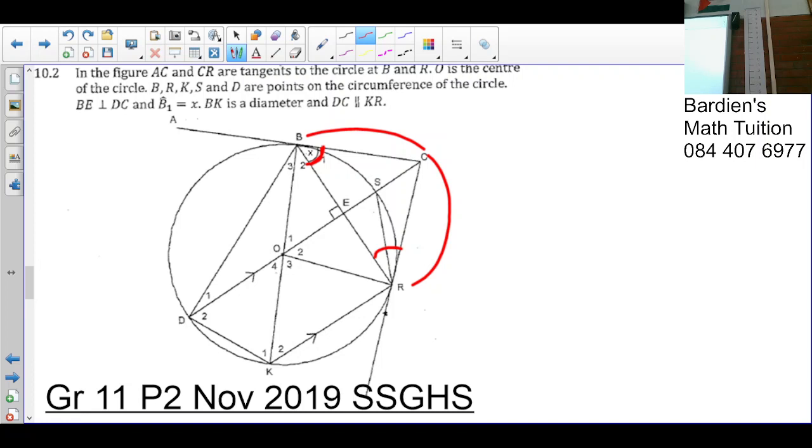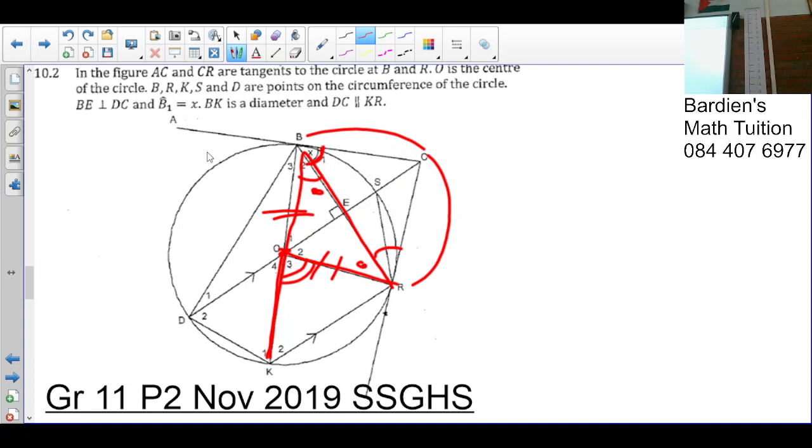Then we are told that O is the center of the circle. So if this is the center, then we know that the angle at center is twice the angle at circumference. So that angle is double that angle, and many other things. We know that those lengths are equal, resulting in those angles being equal, and so on. Then we are told that B, R, K, S, and D are points on the circumference of the circle. So there are cyclic quads that are also being formed.